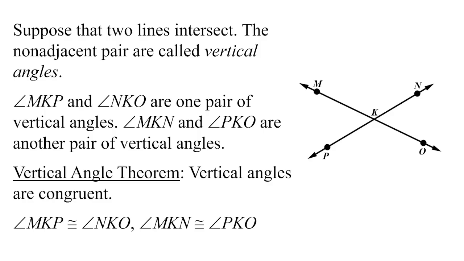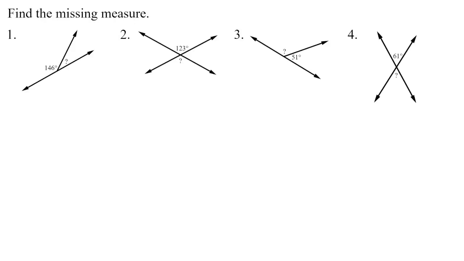Now, in these examples I'm about to show you, it is very important that you recognize the pair of angles before you try to find measurements. So let's look at these examples. Let's say you're asked to find a missing measure.